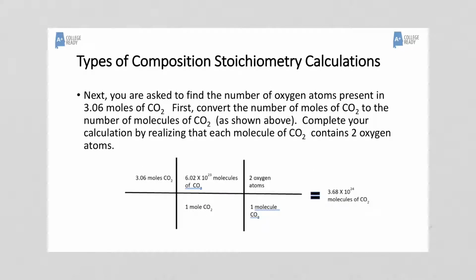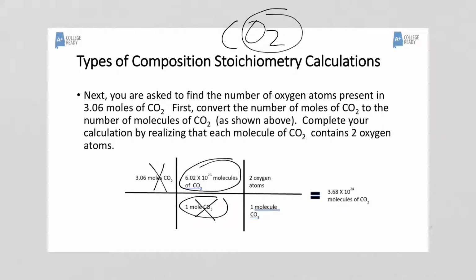Next, we're asked to find the number of oxygen atoms present in 3.06 moles of CO2. We already found last time that 1 mole of CO2 contains this many molecules of CO2. So we do a factor label, and we cancel out moles of CO2 with moles of CO2. Now remember, if we multiplied 3.06 times 6.02 times 10 to the 23rd, that gave us the number of molecules of CO2. Here we're looking, though, for the number of atoms of oxygen. If you look at a CO2 molecule, in every one molecule of CO2, there are 2 oxygen atoms.